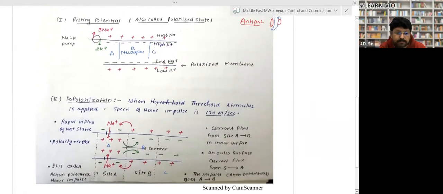Is it clear or not? Yes, sir. So please take a screenshot of this one, and I expect that you will draw this diagram and write it down properly in your notebook. That's what I expect from your end.